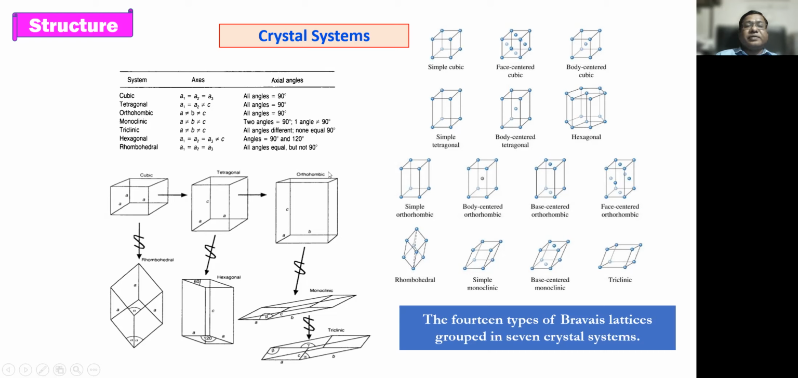So next transformation: from orthorhombic, with one skew operation we can get a monoclinic structure, and then with another skew operation you can get a triclinic structure. So these are all the possibilities we can have in crystal systems, and which is also confirmed experimentally.